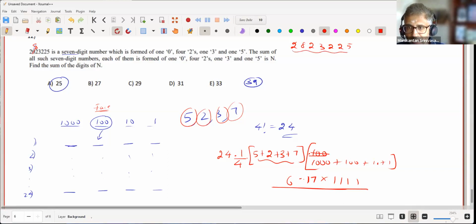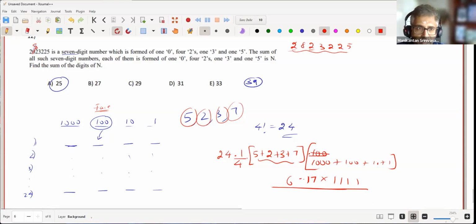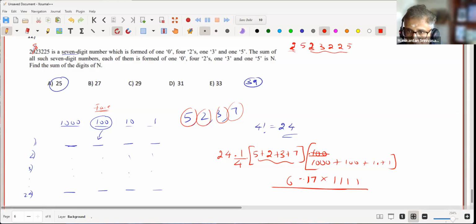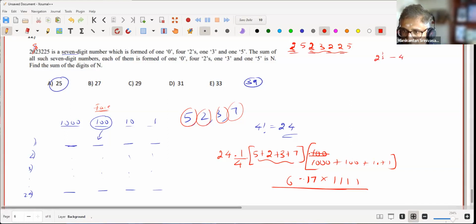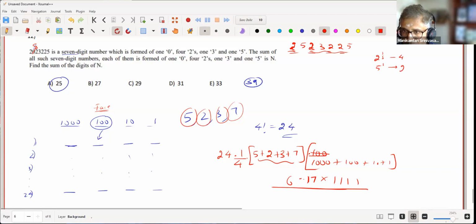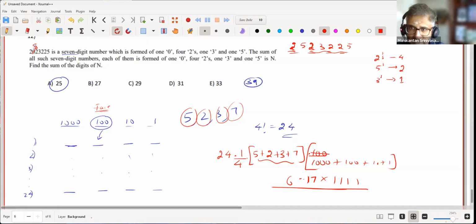First of all, how many numbers are possible? Remember that 2 is repeating. In fact, just for a change, I'll keep some other number also repeating. So 2 is repeating, and let's say 5 is also repeating. So we have four 2s, and then we have two 5s, and then 3s, we have only one of them. Let's say this is the number, this is the 7-digit number.